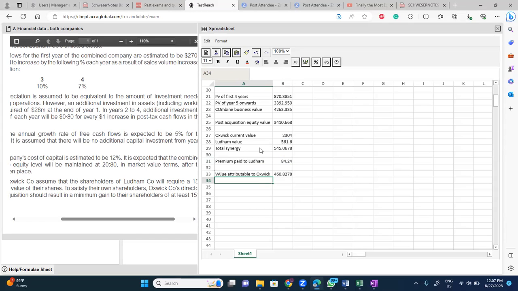460 almost. So the percentage gain is 460 divided by what is the previous value of Oxwick? 2304. 20%. So I think they will be happy, right? They will be happy. Ludum company will receive a 15% gain as premium on this acquisition.